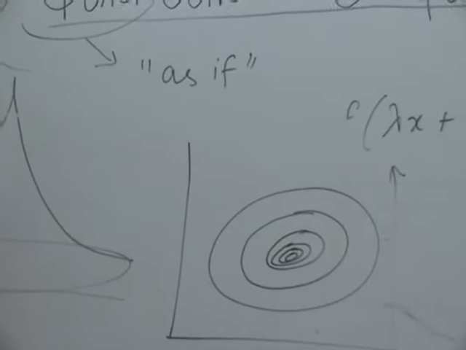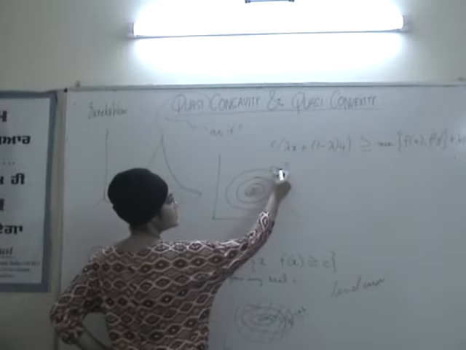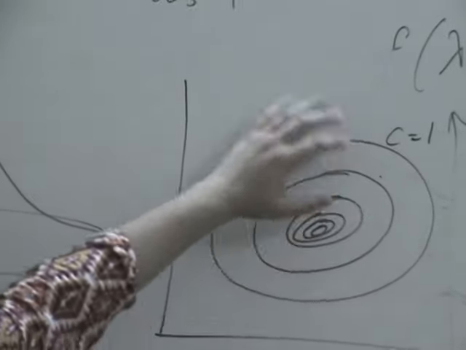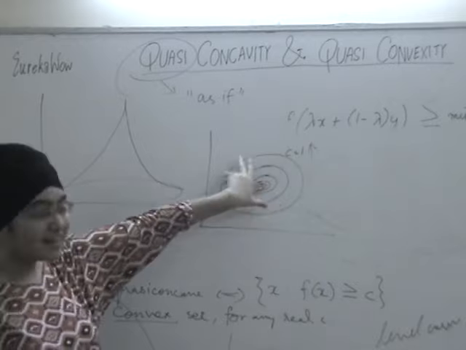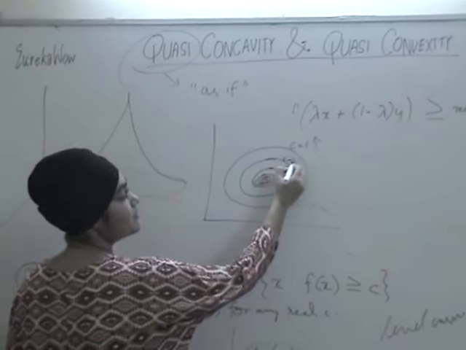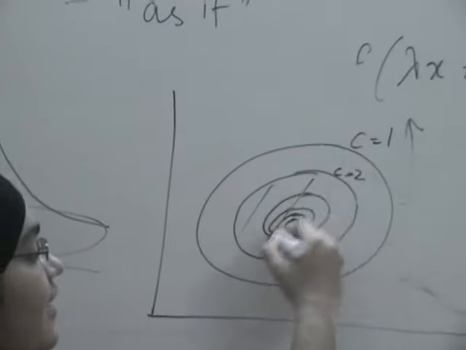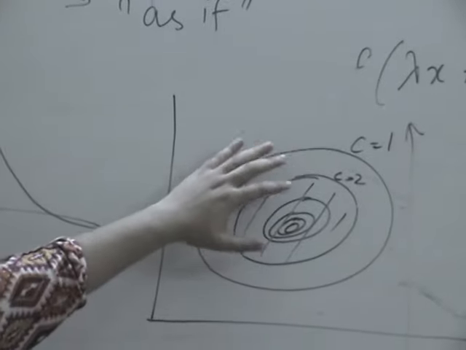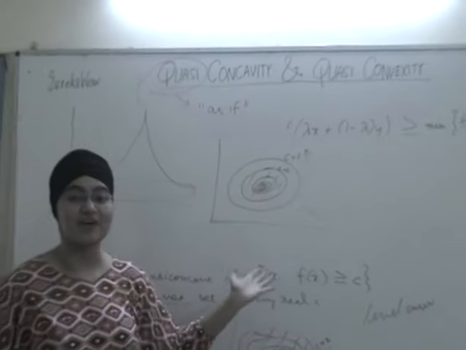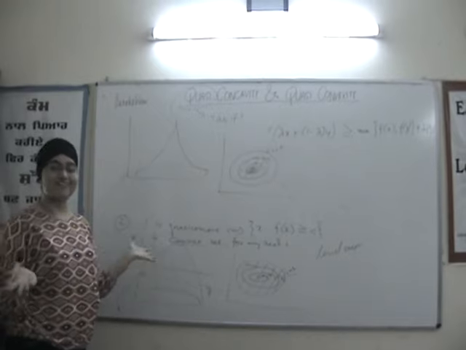So in this case, again, you see that if this is C equals 1, this is C equals 2, 3, 4, and so on, then the upper contour set for C equals 1 is the circle, and that is convex. And you can do that for any C. You can take it for C equals 2, and you see the upper contour set is this area, and this is also convex. Similarly, for all C, we see that the upper contour set is convex. This means this shape is also quasi-concave.